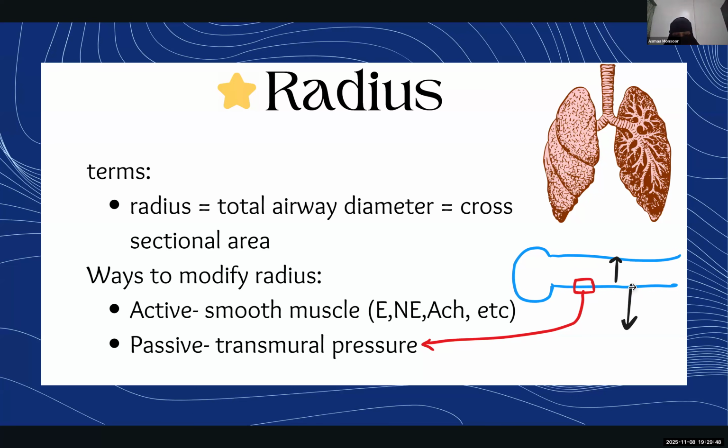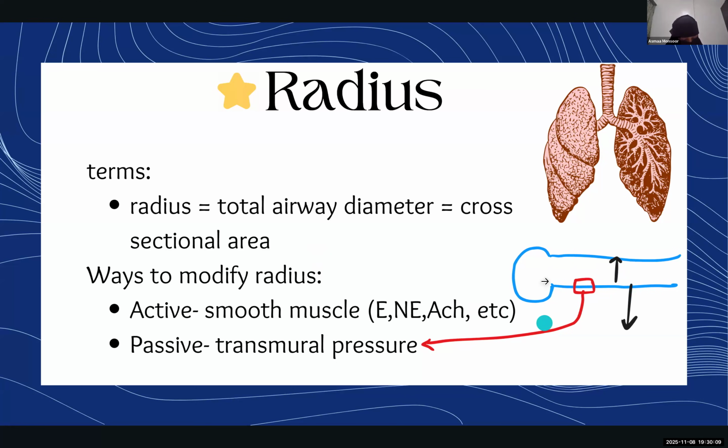Any ideas? Or what will affect it? It's coming in, so it's going to be the lung recoil. Alveolar pressure. Alveolar pressure is a nice idea. It is a nice idea. It is a very interesting answer.